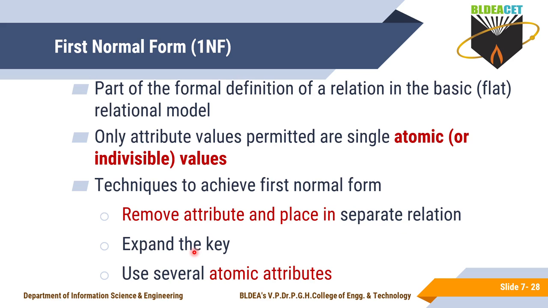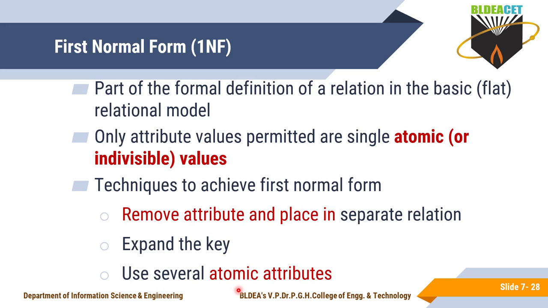While extracting it as a separate relation, you expand the key. Expand the key means what? Along with that attribute you take the primary key attributes of this relation. Which attribute violates, that attribute you extract, and along with that, the attribute which is the primary key in that relation, you also take, and you create a new relation and add this attribute with the primary key attribute.